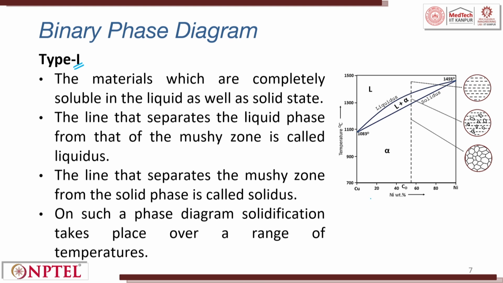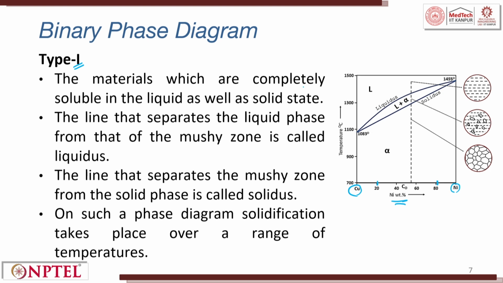Temperature versus composition we have taken. Here we are trying to take copper, here we are trying to take nickel. The nickel weight percentage is seen. Nickel weight percentage 20 means 80% is copper. If it is 80 nickel, it means 20% is copper. So, we are trying to understand at what temperature, at what composition, what are all the microstructure phases you can see.